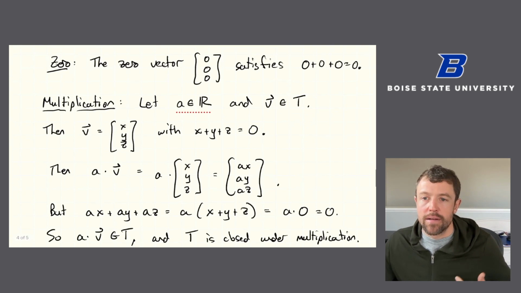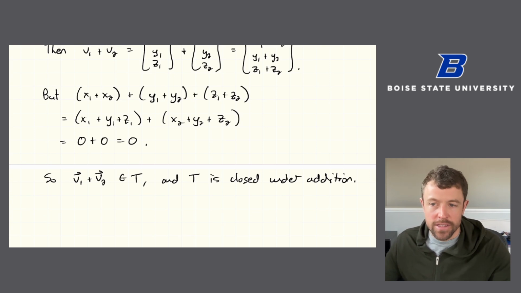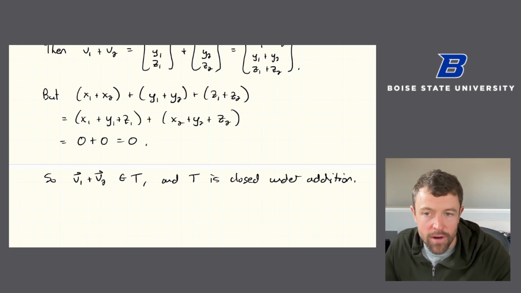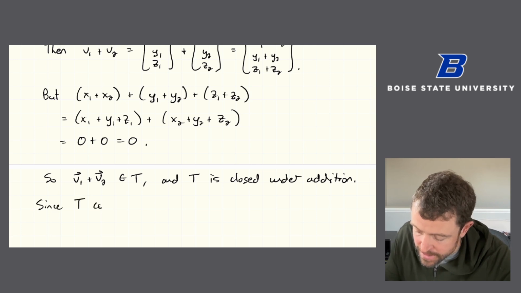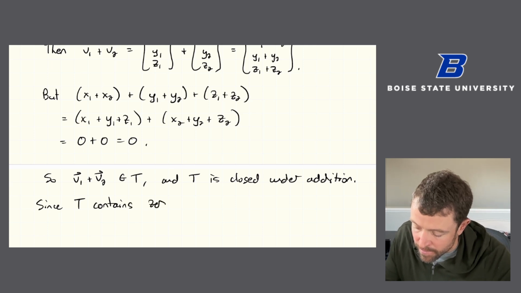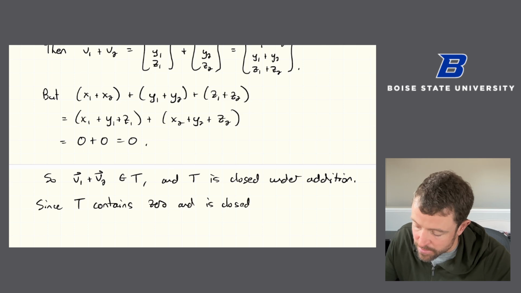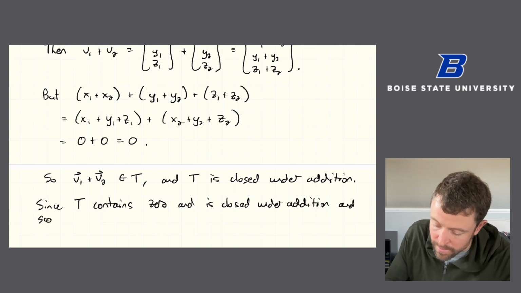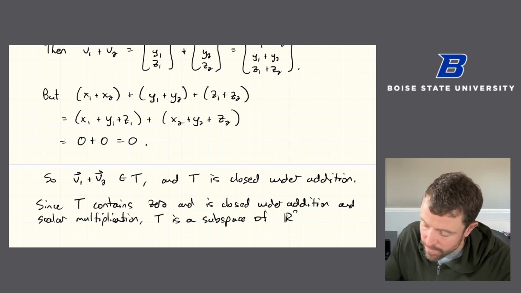We showed that 0 is in the set. It's closed under multiplication. It's closed under addition. And so I should just reiterate that at the end, right? Like, you don't want to lose points on an English essay because you don't sum up your argument that you've spent a lot of time writing. I don't want to make my proof unclear. Since T contains 0, and is closed under addition and scalar multiplication, T is a subspace of R3.